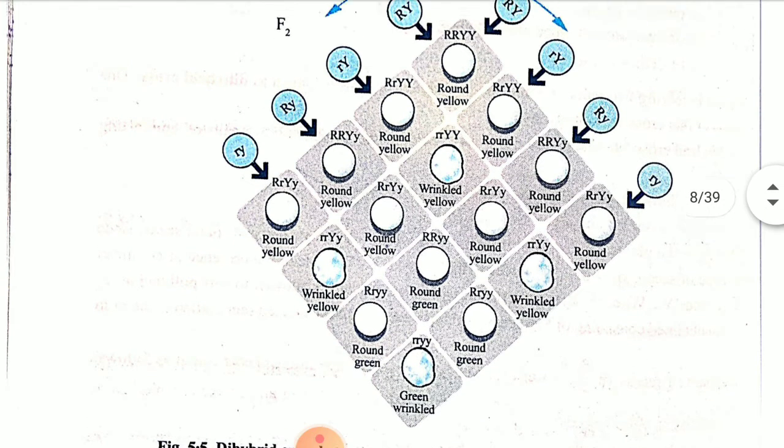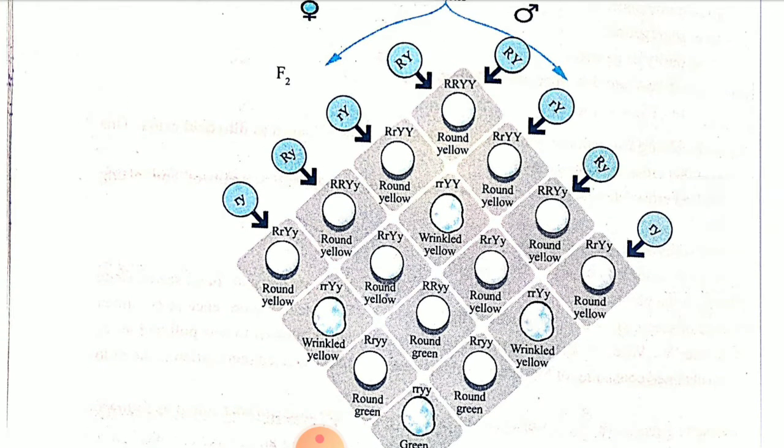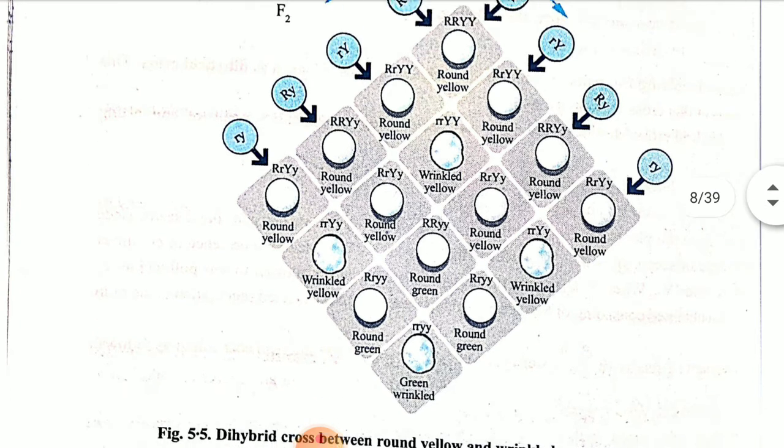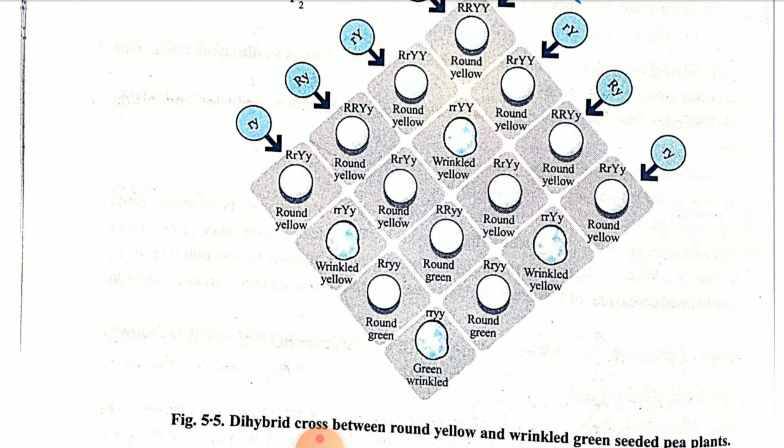So in this case, when you study in detail, you will find round yellow, wrinkled yellow, wrinkled green, okay, and round green. You will get all these contrasting characters, as you can see in this quadrant method.